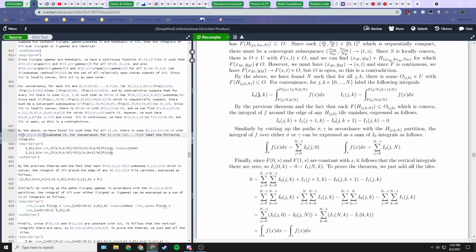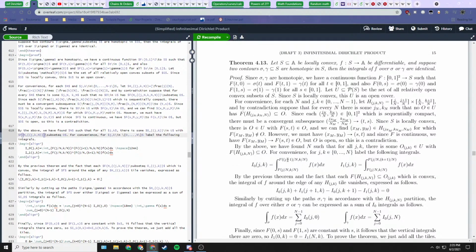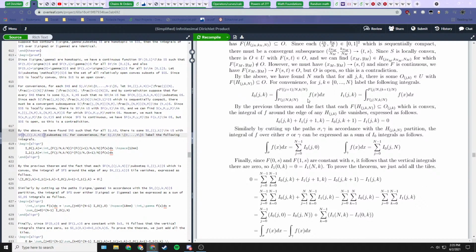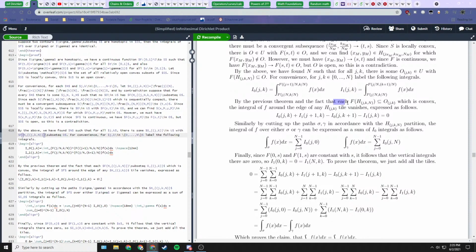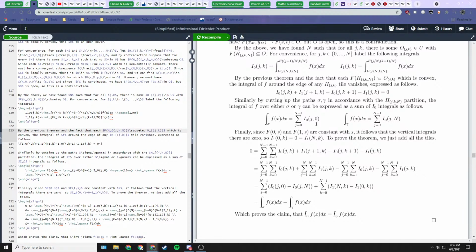So I0 is going in the j direction for our domain of f. So the value that's changing is this path along j. And I1 is going in the vertical direction, so the value that's changing is the second coordinate. So by this previous theorem, and the fact that the images of these tiles are subsets of these convex sets, the integral of f around the edges of these tiles vanishes, and that can also be expressed as this sum of integrals. So all of these will vanish.